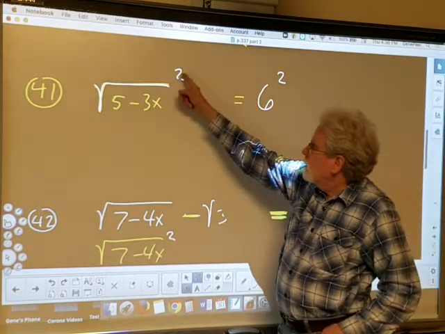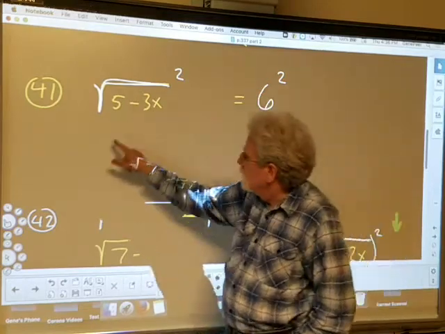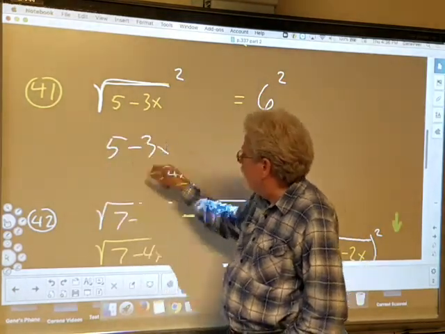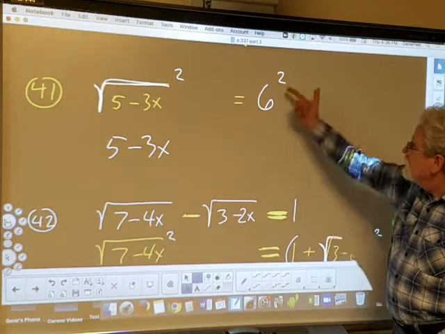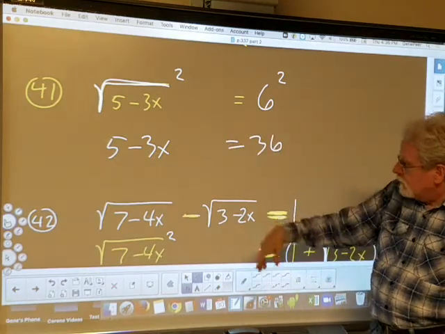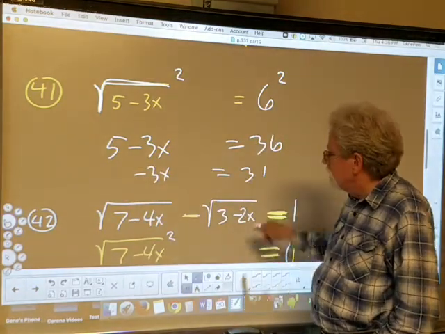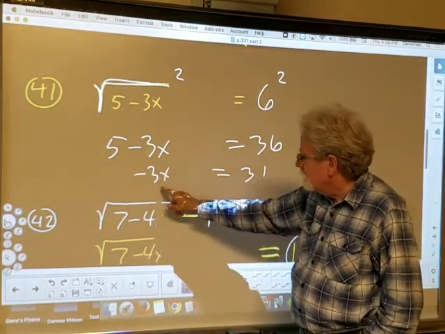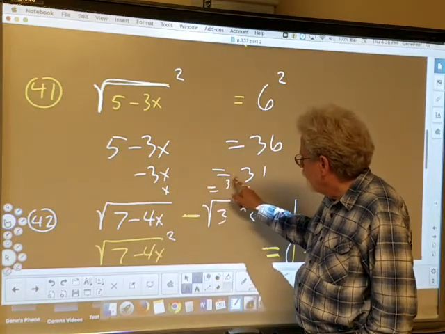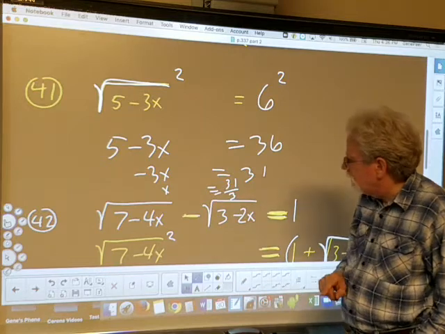Because what does a square do to a square root? Poof! Gone. We're left with 5 minus 3x equals 36. Now you know the rest from there. Subtract 5. Negative 3x equals 31. Divide by negative 3, so x equals 31 over negative 3. We'd rather put the negative off on the side.